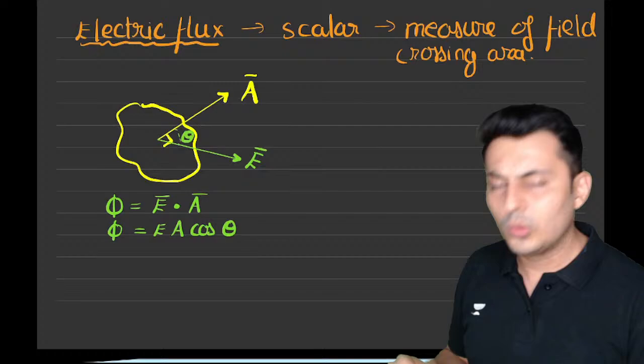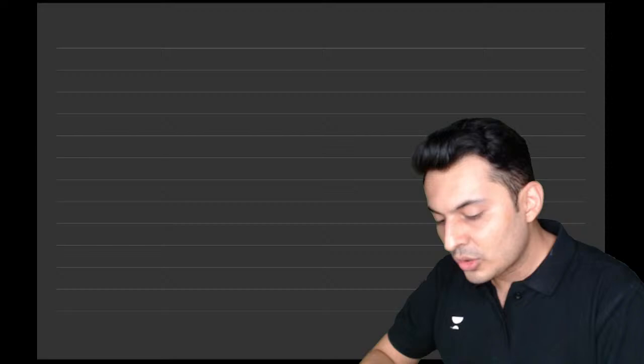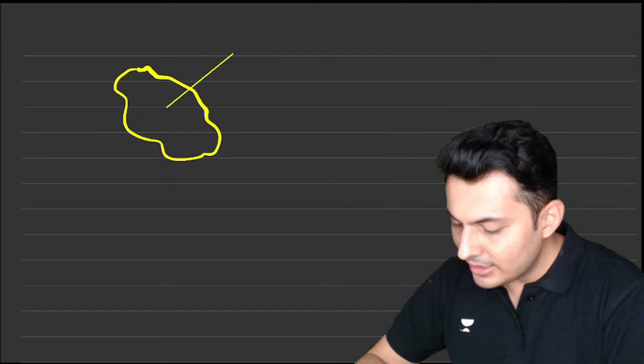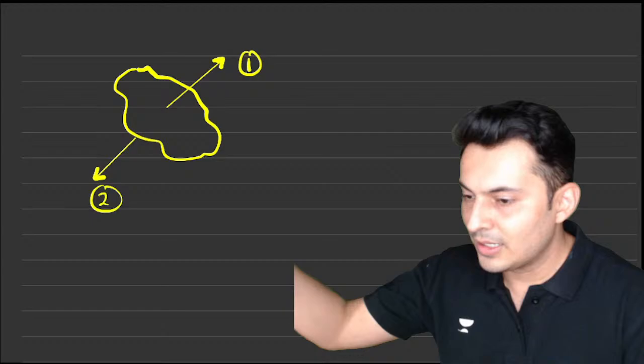Now, there is one very important sign convention regarding electric flux, my dear students. I don't know how many of you thought about this in the previous class, but this is one common doubt which students ask and it is very valid. Sir, if I take a surface, should I take the area vector like this or should I take the area vector like this? Option 1 or option 2? What do you think is the answer for this?